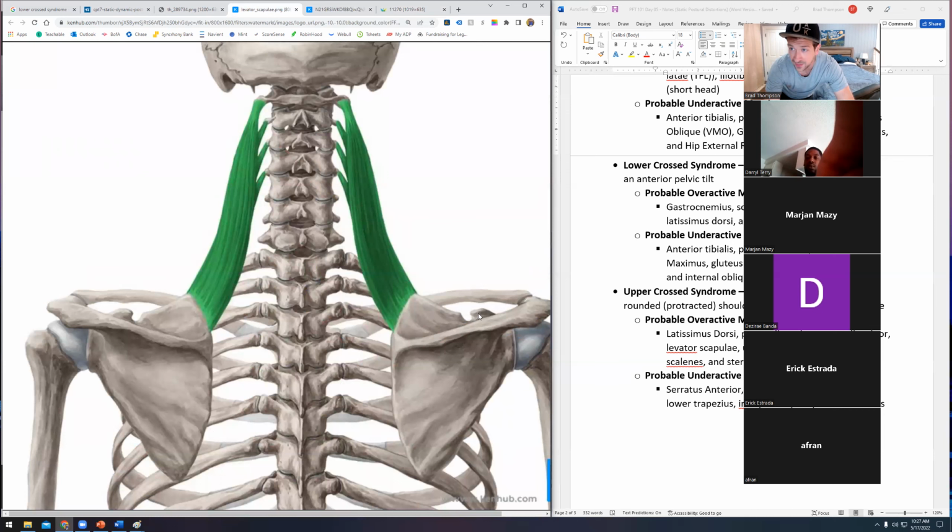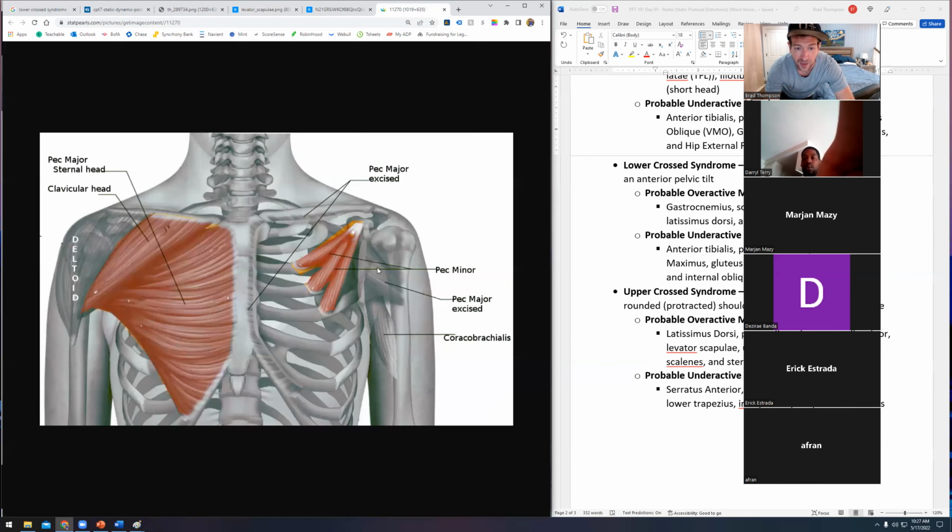See that little hook right there in this picture? That little hook that comes around the front, that's called your coracoid process. There's the hook on the front. That's what's grabbing it. And that is why the pec minor doesn't actually help with pressing actions, but it does help with this.